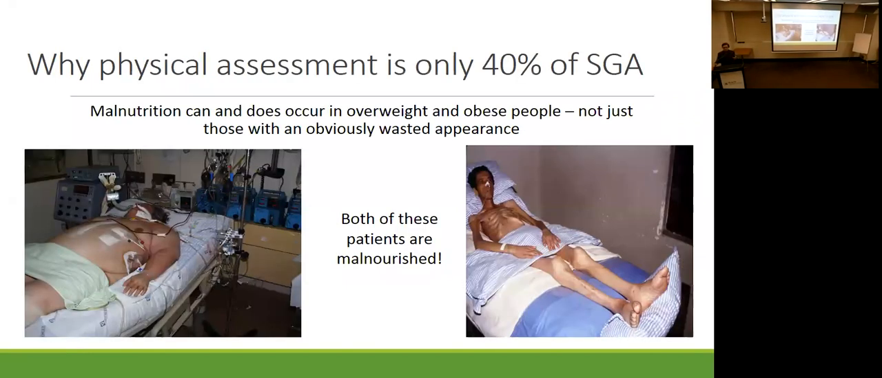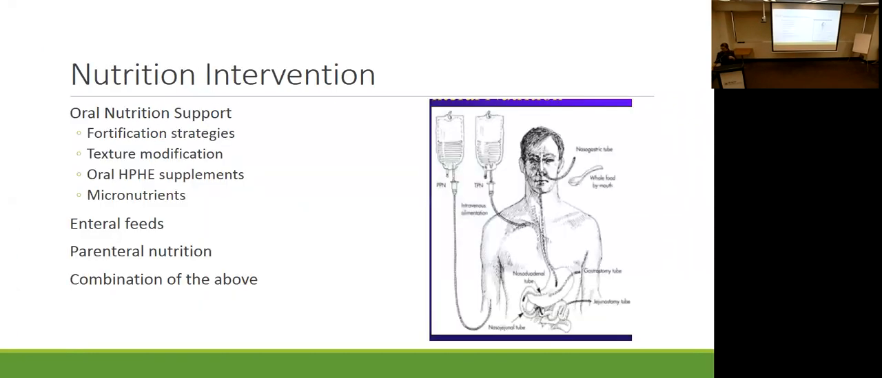So why is physical assessment only 40% of the whole assessment? This is because malnutrition can and does occur in overweight and obese people, not just those with an obviously wasted appearance. Yes. So the general definition for malnutrition, if you look it up, is actually it can be overnutrition or undernutrition. Overnutrition in terms of obesity, but in the hospital, when we talk about hospital malnutrition, we're talking about protein energy malnutrition.